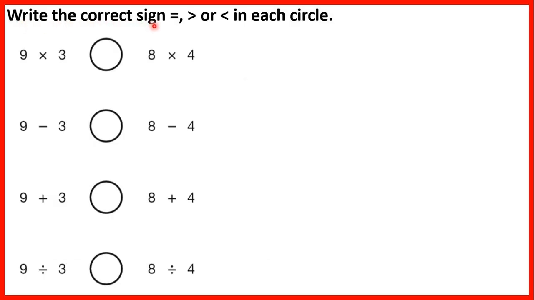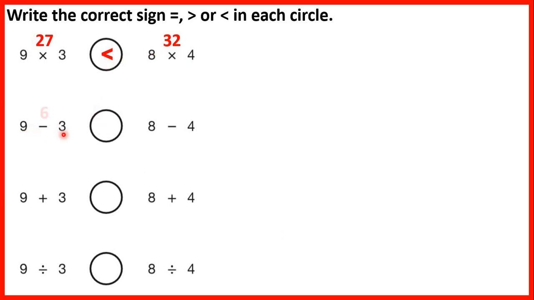Write the correct sign equals, greater than, or less than in each circle. So here we have 9 times 3, so that's 27. And then on this side we have 8 times 4, so 32. And 27 is less than 32.